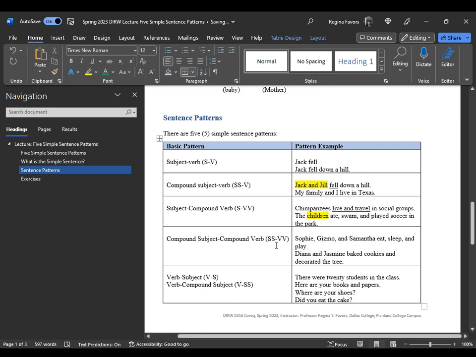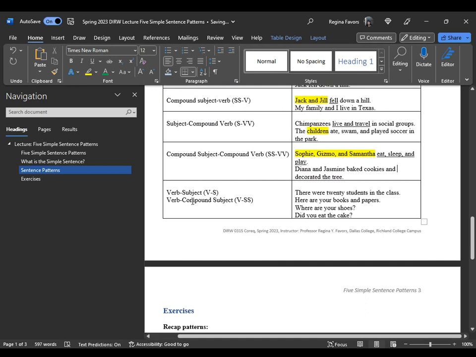And then compound subject, compound verb. So we have Sophie, Gizmo, and Samantha. This is your compound subject. Okay? And then these 3 people eat, sleep, and play. That's your compound verb. Okay. Diana and Jasmine baked cookies and decorated the tree. So compound subject, compound verb, baked and decorated.